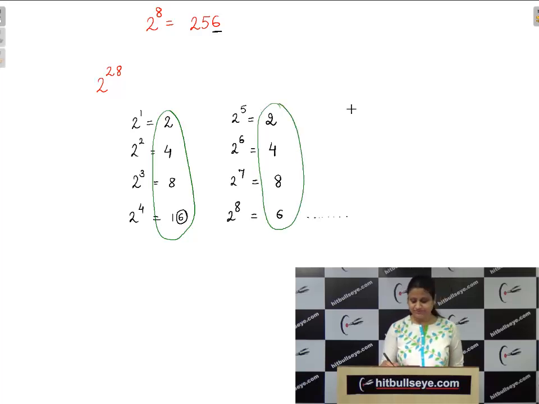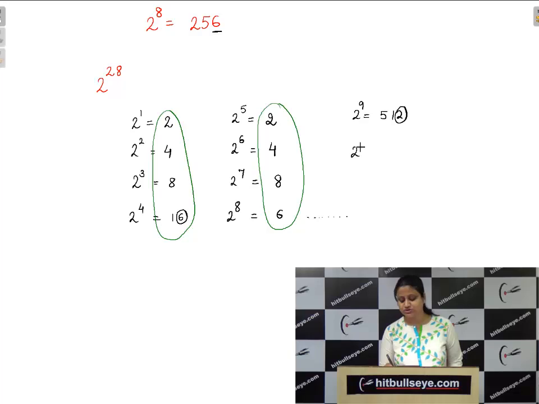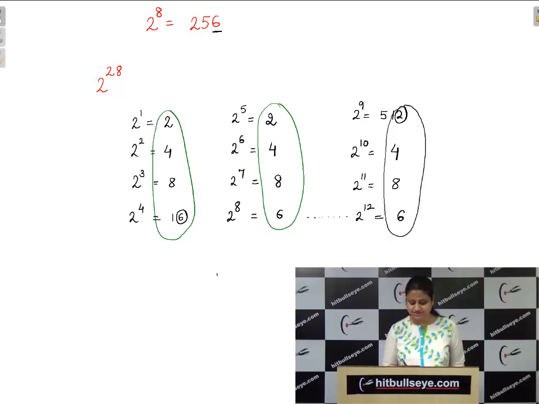If we continue further, 2 raised to power 9 is nothing but 512. Once again, this is ending in 2. 2 raised to power 10 is 1024, ending in 4. 2 raised to power 11 is 2048, ending in 8. 2 raised to power 12 is 4096, ending in 6. Once again, we are getting the same cycle, which is 2, 4, 8, 6. So, what is the conclusion?